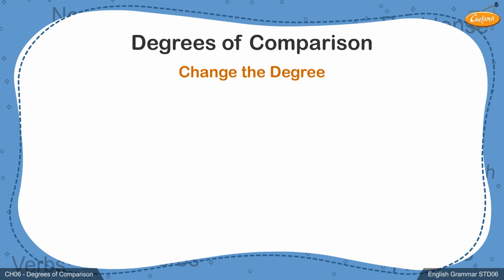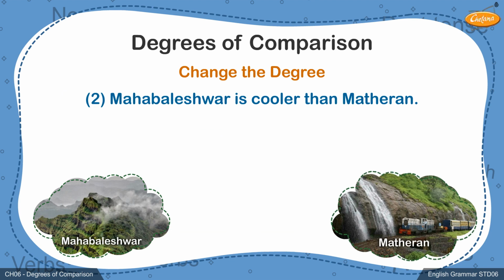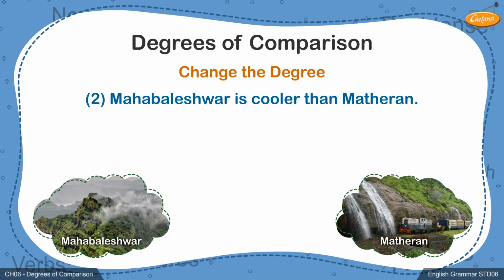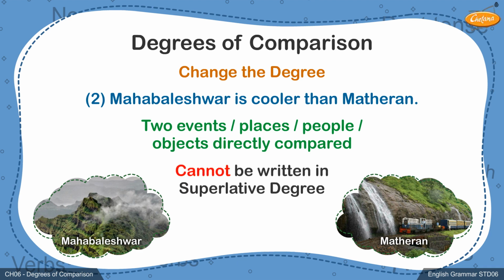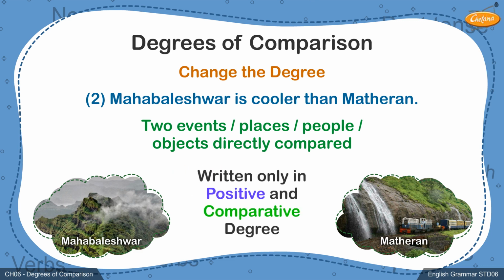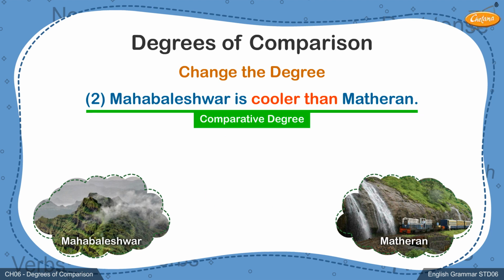Let's take another example. Mahabaleshwar is cooler than Matheran. In this sentence, two hill stations, Mahabaleshwar and Matheran, are being compared with each other. When two events, two places, people or objects are compared, the sentence cannot be written in superlative degree. Such statements will thus be written only in positive and comparative degree. The original sentence uses the words cooler than, which tells us that the sentence is in comparative degree. It is also an affirmative sentence.